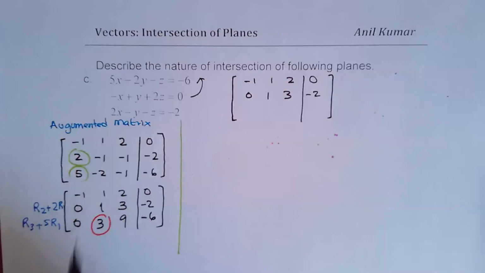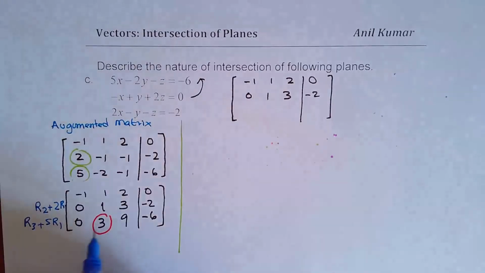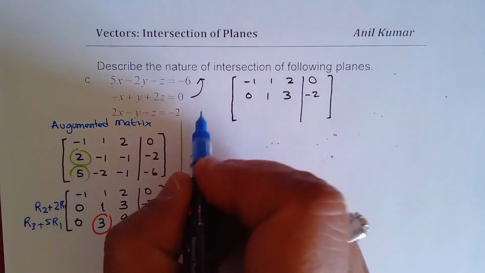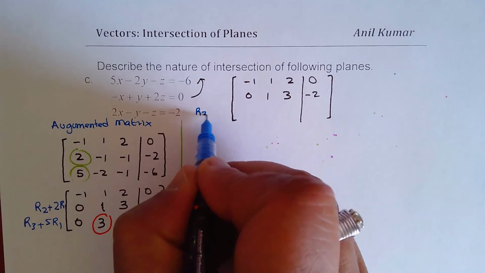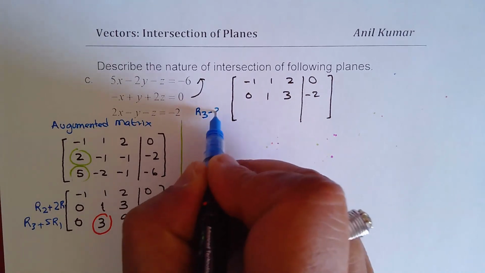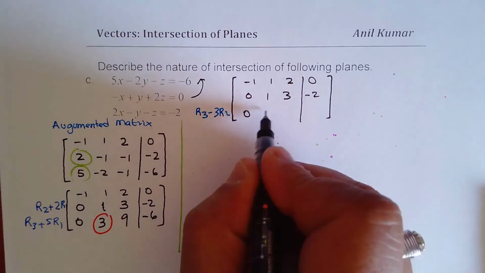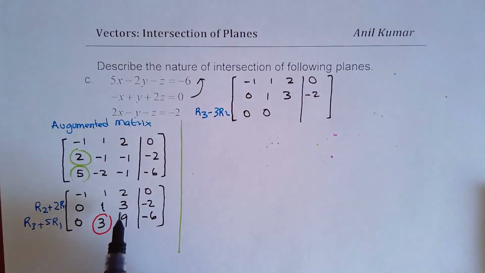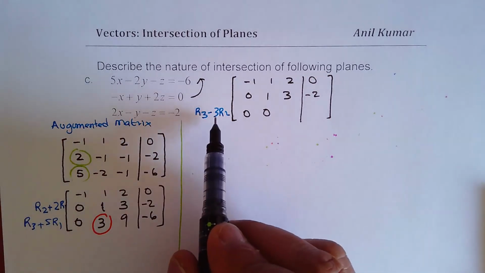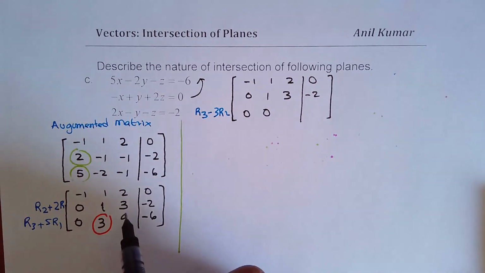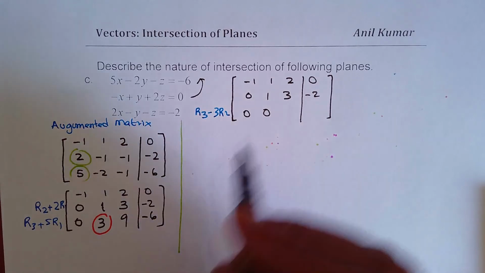Now to get 0 at this stage, we'll use R2. So we can do R3 minus 3 times R2. That should give you 0 in the center. So that becomes 0. So 3 times 3 is 9. 3 times 3 is 9. So we are doing minus 3. So minus 9 plus 9 is again 0. So this is also 0 for us.